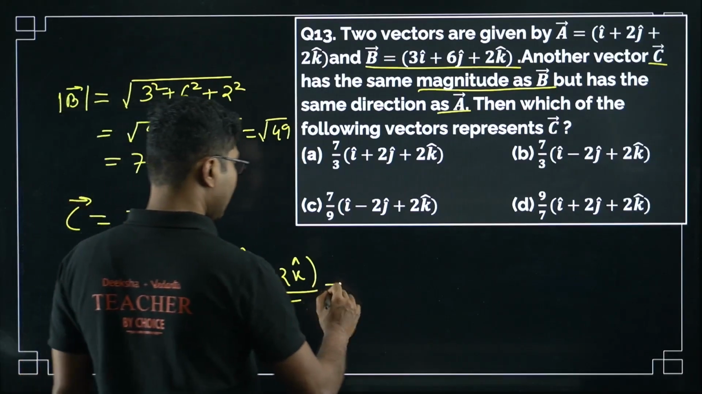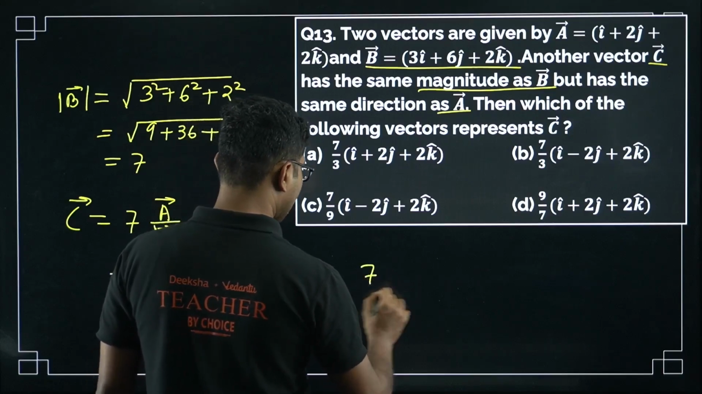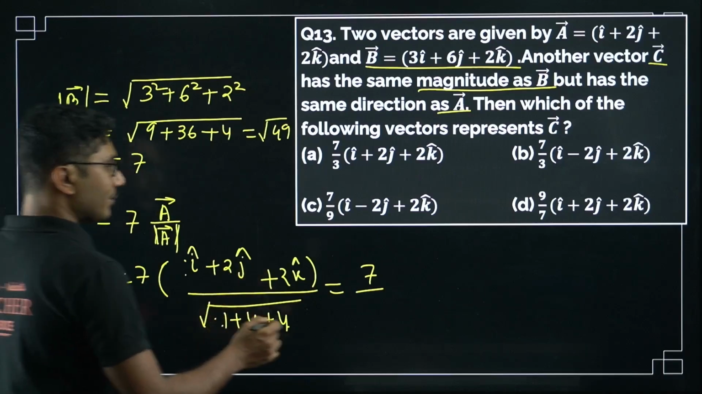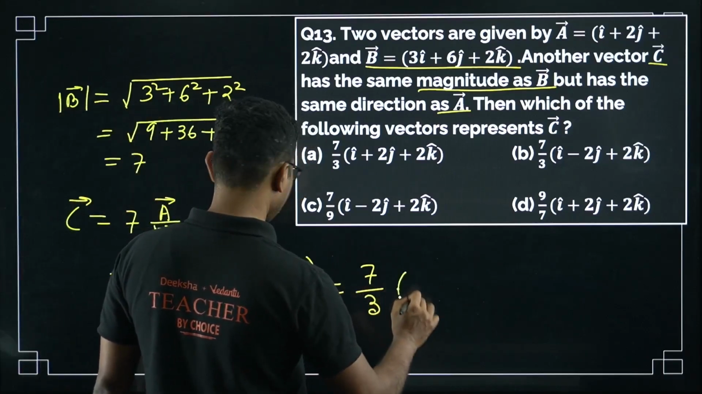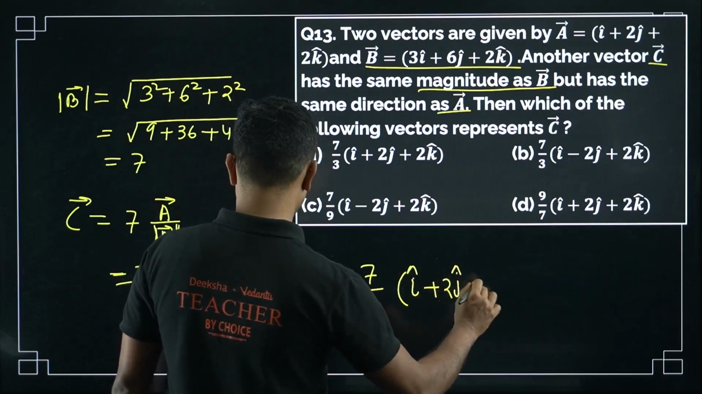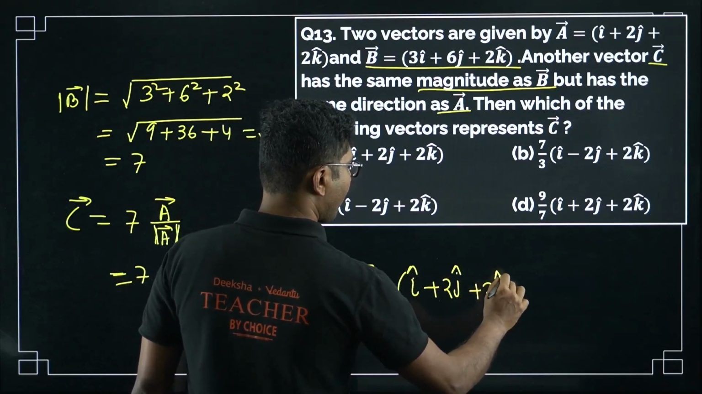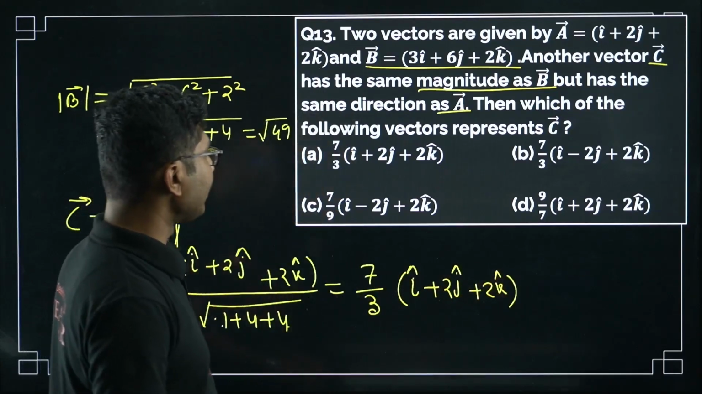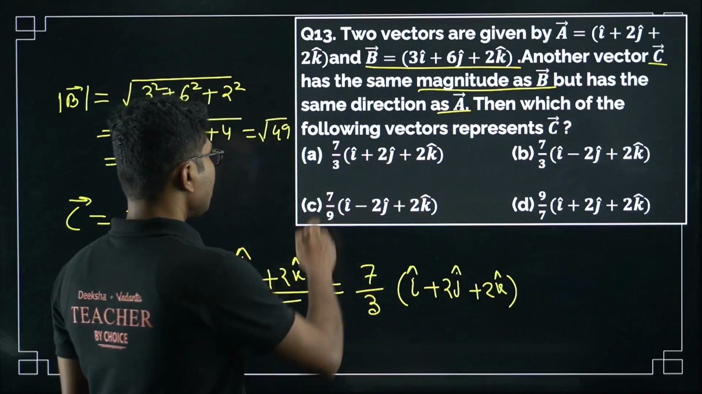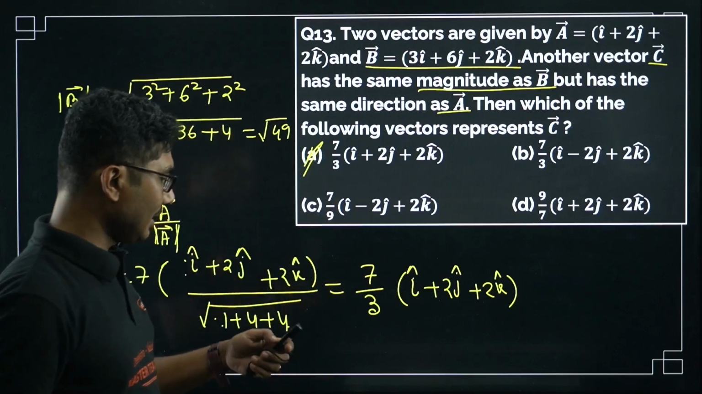Okay, so it will be 7 by, now what is this? 4 plus 4 is 8, 8 plus 1 is 9, the square root of 9 is 3. So 7 by 3 times i cap plus 2j cap plus 2k cap. So option E is correct in this case.